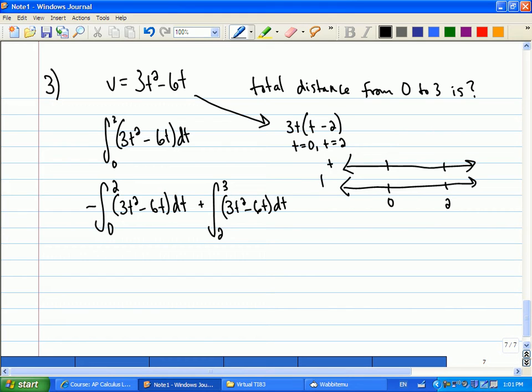So this would be t minus 2. And this side would be negative, positive. So here's my positives, negatives, and positives. But this is where the integral from 0 to 3 goes. So here I'd have to use the negative, and here I'd have to use the positive. Exactly the same thing we saw from the picture of the graph.